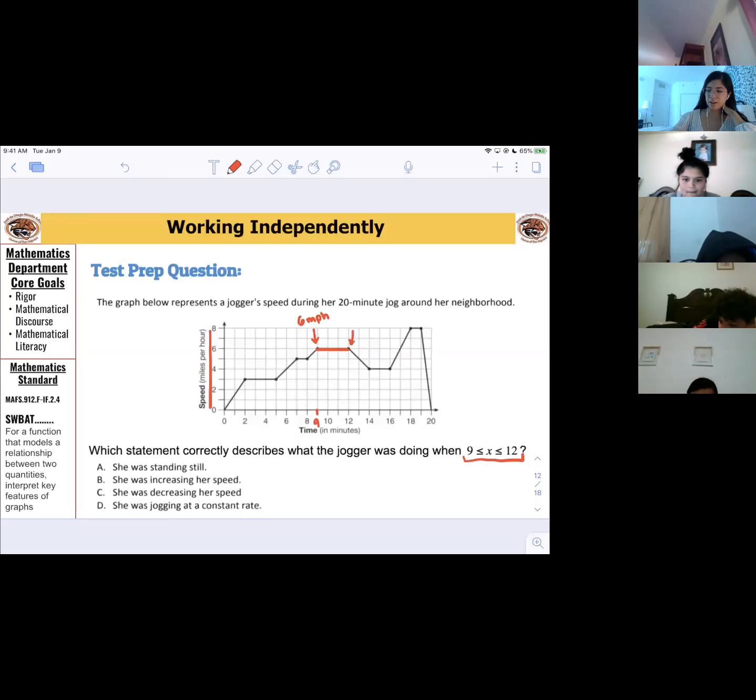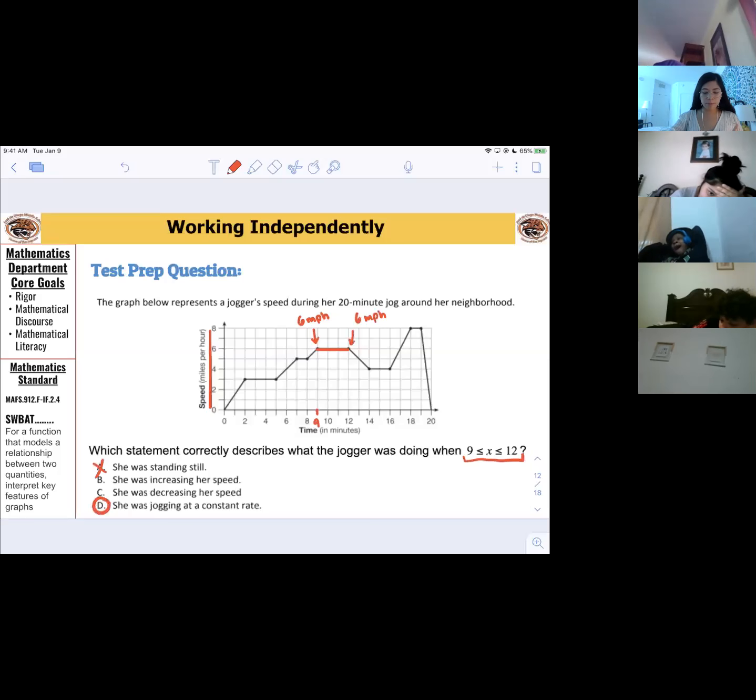How fast is she going here? 6 miles per hour. Did anything change? No, it was kept the same. Stayed the same. Did she stop running? No. Exactly. She didn't stop running. Her speed stayed the same. So which answer choice is it? D, miss. It's D. She's not standing still. That's why it's so important to read the graph and understand what it's saying.